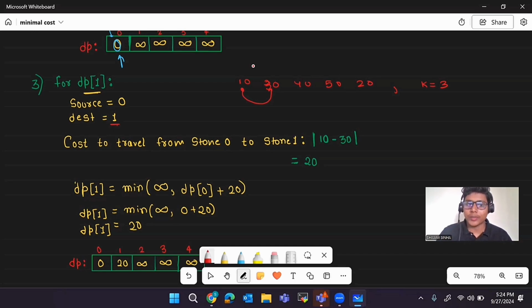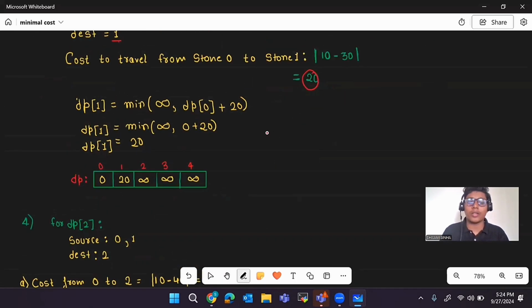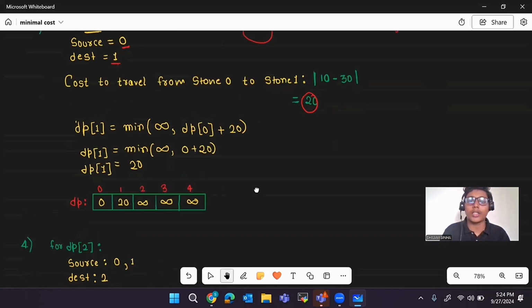Now what is the cost here, and how many possible ways are there to reach 30? Since this is the adjacent element, we do not have many possible paths. We have only one possible path, from the 0th index to the first index, and that is the reason it is very easy, and you can get the cost 10 minus 30, which is 20. So this is going to be the minimum cost. Now this formula is very important for you to understand. We have to understand this formula, otherwise we will not be able to understand the whole code.